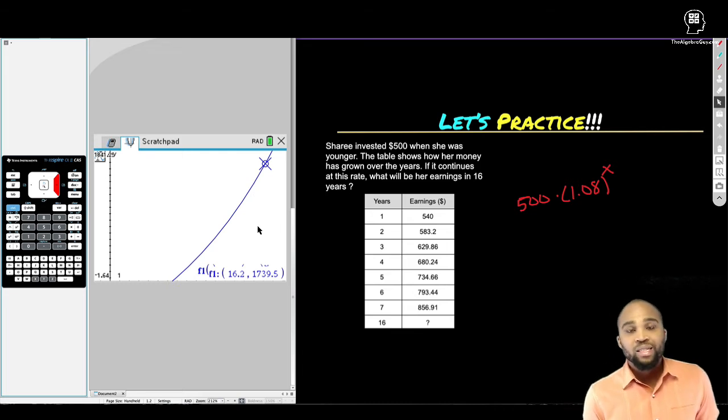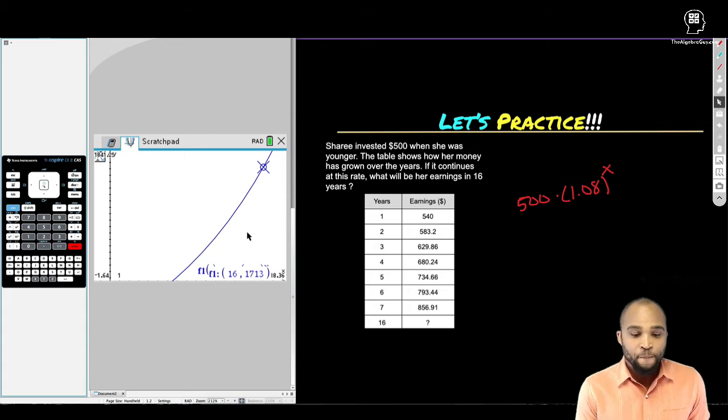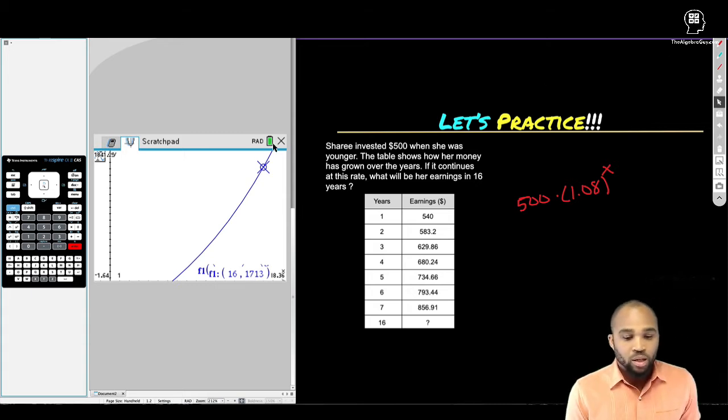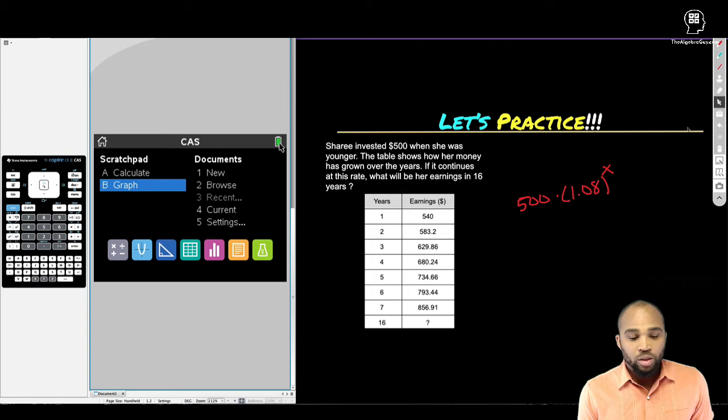What if you wanted exactly 16? You can literally, in graph trace, just press 16, and look what it does. It's saying, oh, you want to know where x is equal to 16. And I'm saying, yes, I'm going to press enter, and it goes straight to 16, and there again was my answer. So pretty strong stuff you can do using a calculator. Let's go to our next problem.